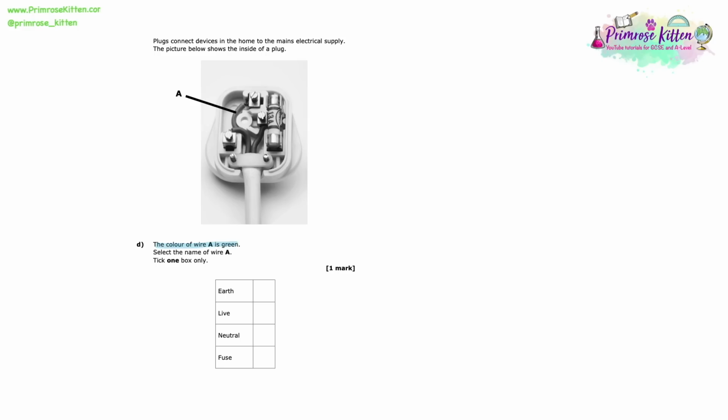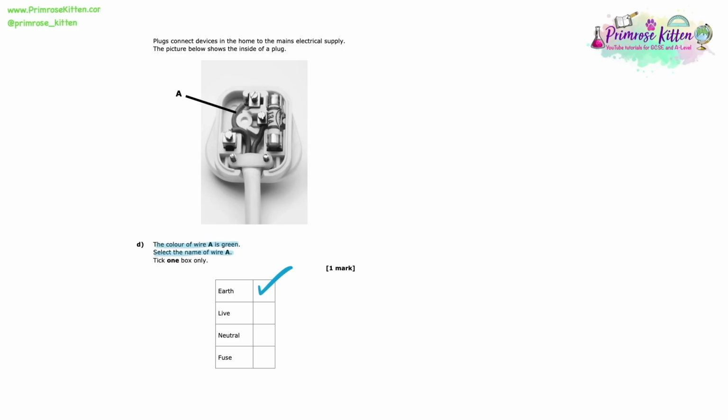Plugs connect devices in the home to the mains electrical supply. Picture shows a plug. Here we're told that the colour of wire A is green, and here we're asked to select the name of wire A. Now looking at this diagram, I can see that that wire is connected right at the top of that plug. So whenever we have a wire plugged into that specific position there, and it's green or green and yellow in colour, we need to know that that is the earth wire. And so I'm going to tick here, earth.